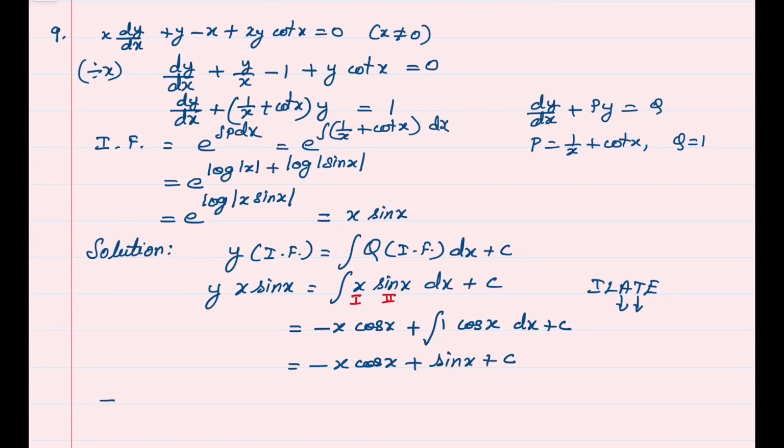We will divide the whole equation by x sin x. We get y is equal to, x gets cancelled, cos x divided by sin x is cot x plus, sin x will get cancelled, we get 1 by x plus c divided by x sin x.